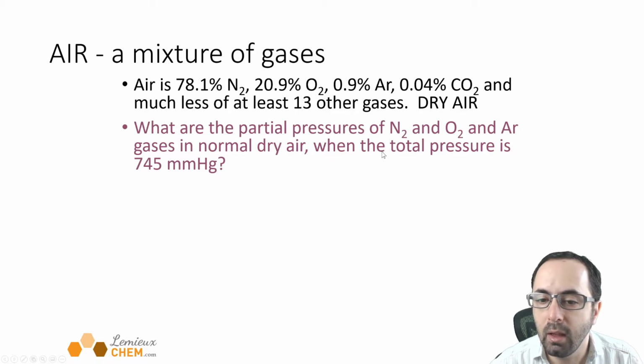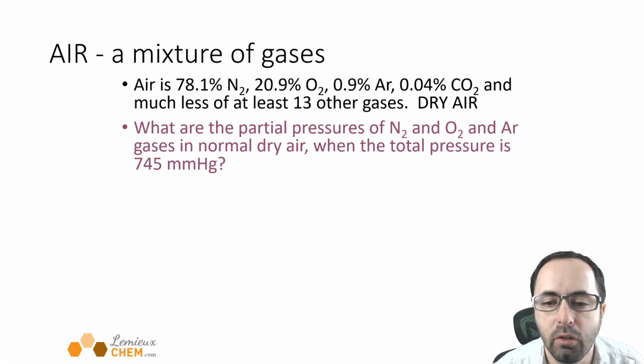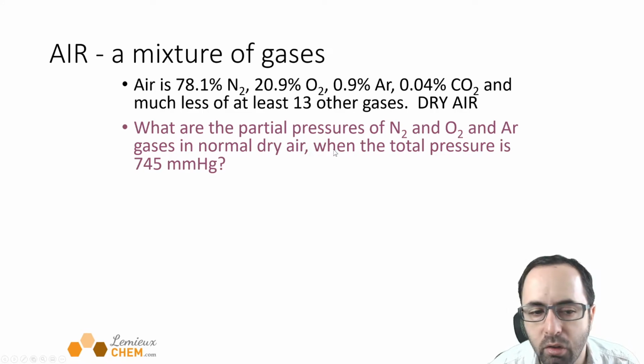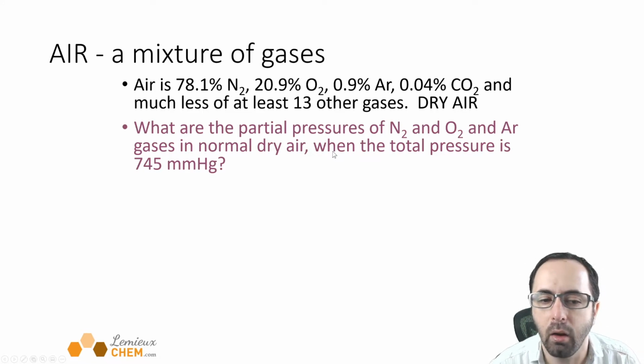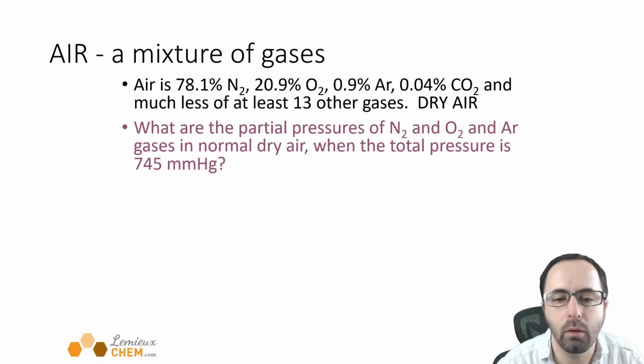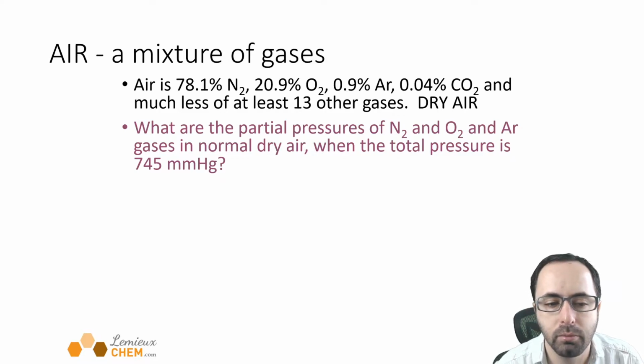So this is a related question here, and I'm going to wrap this idea all the way back around to our initial Dalton's law of partial pressures. But we're asked, what is the partial pressure of nitrogen, oxygen, and argon in dry air when the total pressure is 745 millimeters mercury? That's slightly less than 1 atmosphere, so that's like a realistic type of pressure that we might have in San Bernardino.